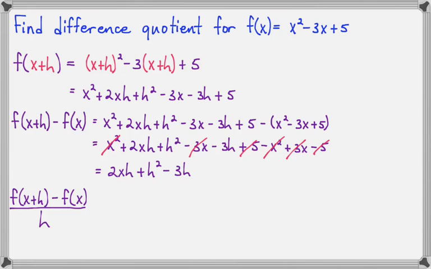And now for step 3, I put an h in the denominator and reduce, and that's going to leave us 2x plus h minus 3. Now it's really important that right here in step 2, the only thing we get out are h terms, and all the other terms cancel each other out.